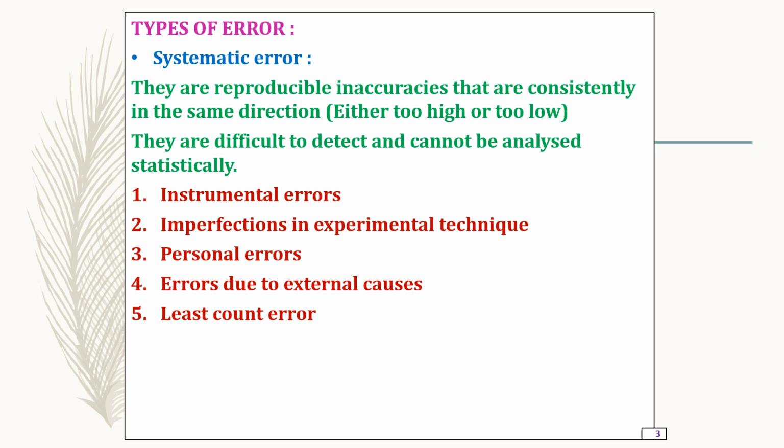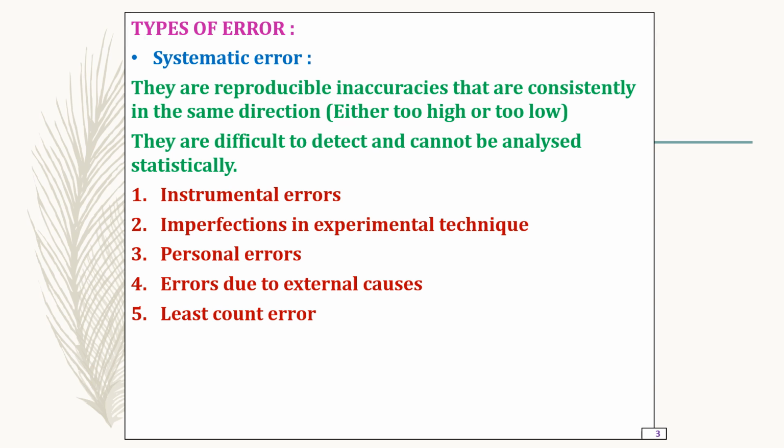Personal errors. These errors are due to the individual performing the experiment, maybe due to incorrect initial setup or carelessness of the individual making the observation due to improper precaution. Errors due to external causes: a change in the external conditions during an experiment can cause errors in measurement. The last one is least count error. It is the smallest value that can be measured by the measuring instrument, and the error due to this is least count error. Least count error can be reduced by using a high precision instrument for the measurement.